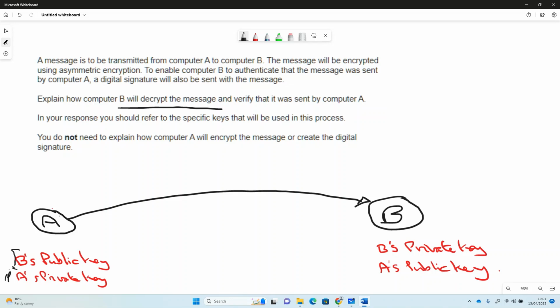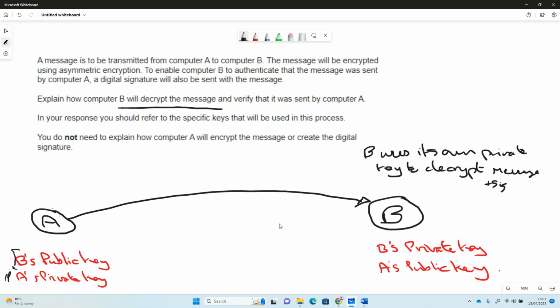So B's private key is used to decrypt the message. So we already said that. So we can say that B uses its own private key to decrypt. And it's going to decrypt both the message and the signature doing that. So the message and the signature.